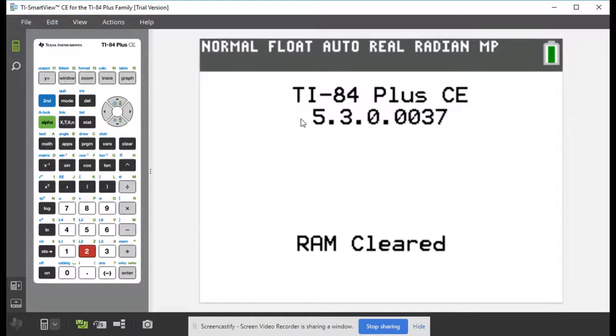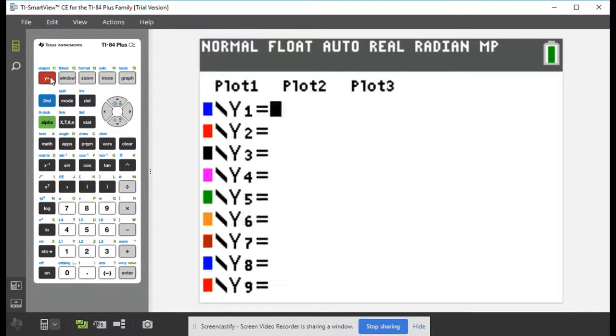We're working on Calculator Workshop 1, Solving Equations, Example 1. Solve using a graph and a table. Go to y equals and type in the left side of the equation in y1. 2x, open parentheses, x minus 3, close parentheses.